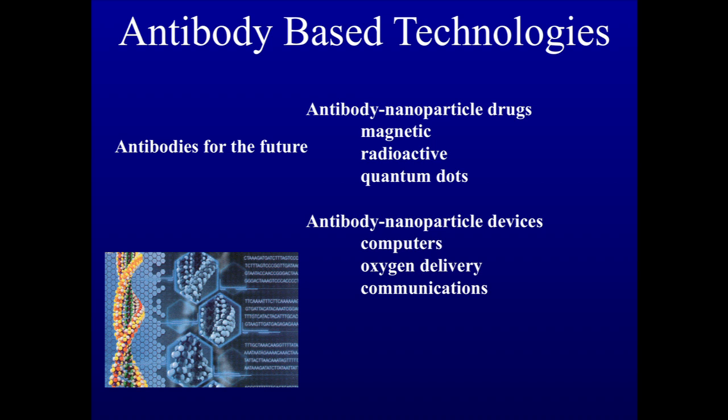You can also use radioactivity the same way. You could attach an antibody to a magnet and put it there. You can use quantum dots if you wanted to colorimetrically see something like this. And you can use magnetic particles and antibodies that can be seen in MRIs.